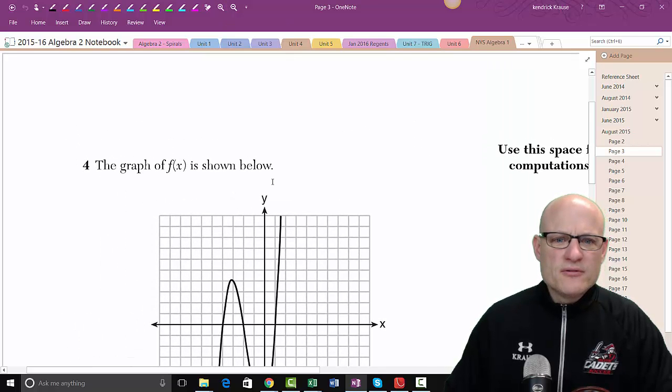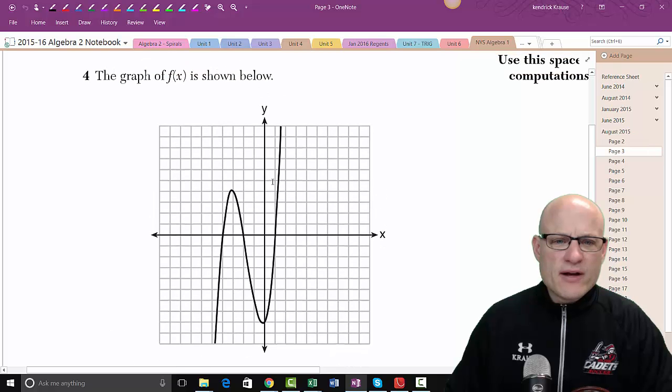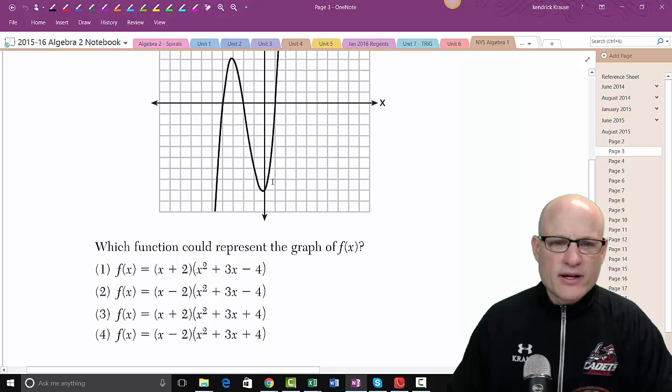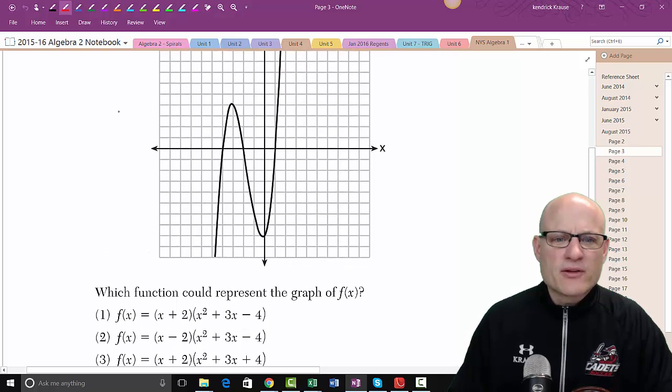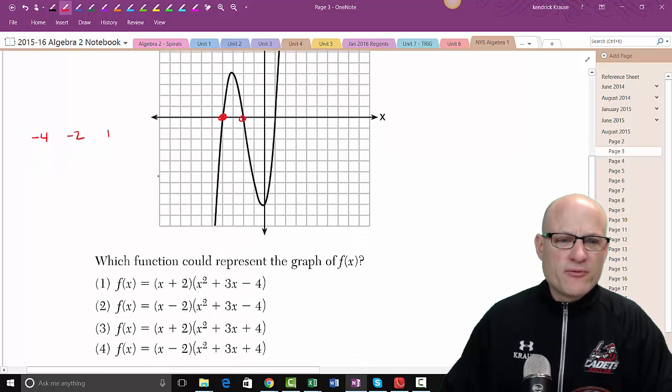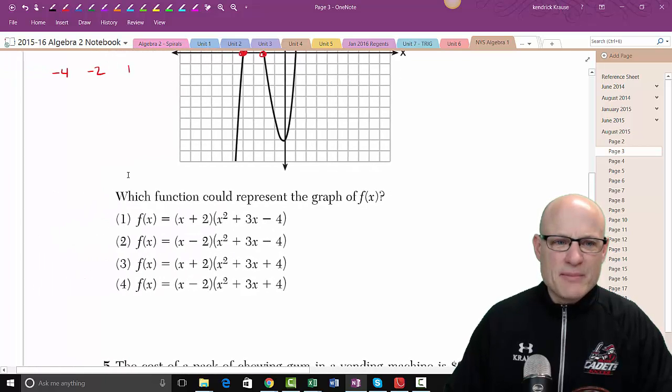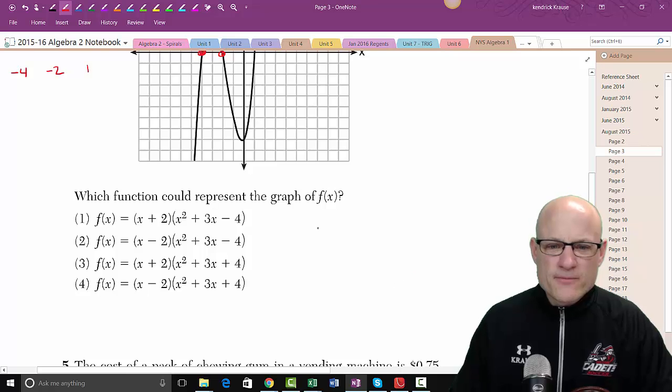So the graph of f of x is shown below. Which function could represent the graph of f of x? Well, let's do a couple things. Let's figure out what the roots are. Roots are -4, -2, and 1. So if the roots are -4, -2, and 1, let's talk about what it means to be the roots.